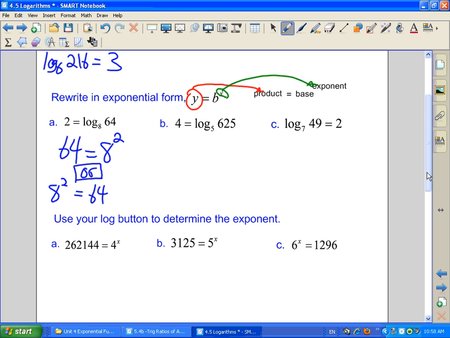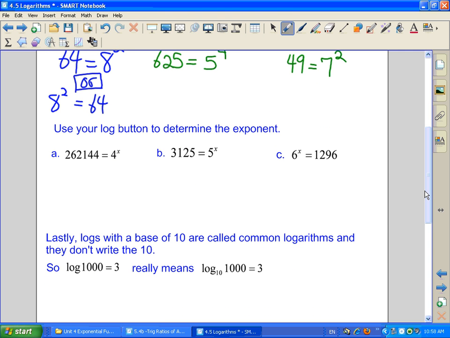All right, taking a look at the second example, my product is 625. That's going to equal my base 5 raised to my exponent 4. And looking here, we've got 49. That equals, my product of 49, I apologize. Product of 49 equals my base 7 raised to the exponent of 2.